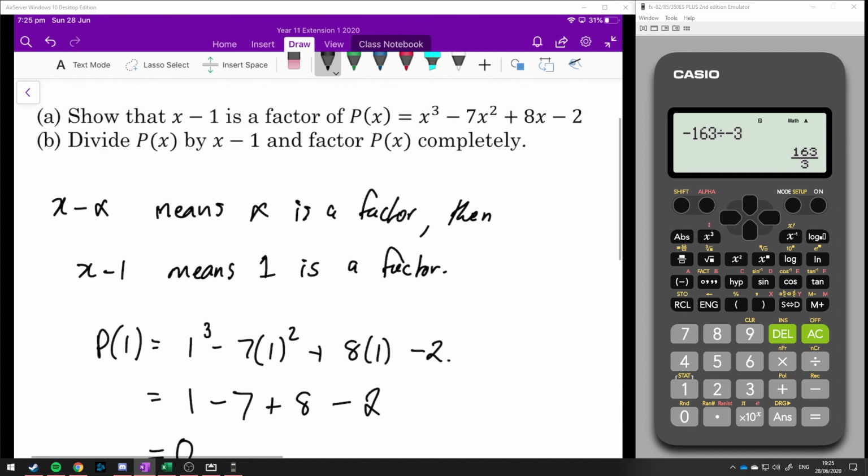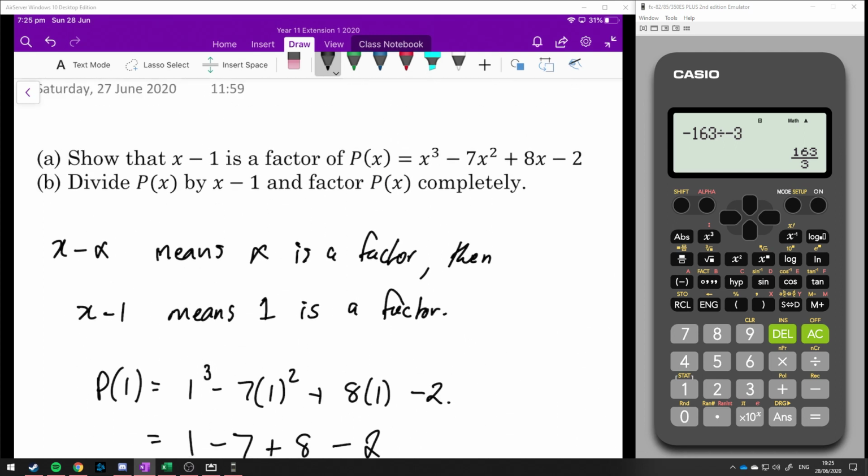Now, the next part is divide p of x by x minus 1 and factor p of x completely.